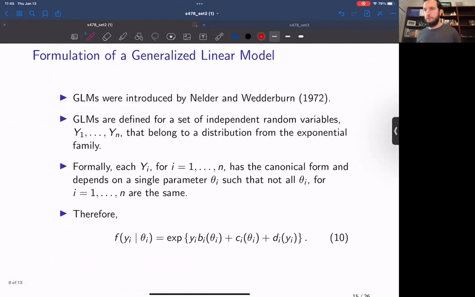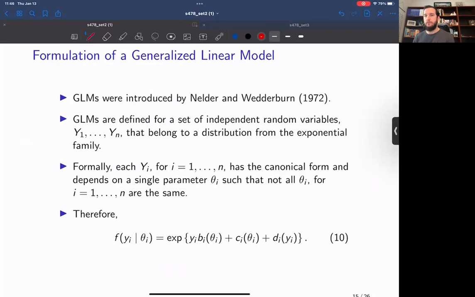Okay, so I've mentioned a few times that basically a generalized linear model requires that the response variable that you are studying belongs to the exponential family and can be written in canonical form. So formally, GLMs were introduced in 1972 by Nelder and Wedderburn. There's a very long book written by, it might be written by Nelder, Wedderburn, and others, but I think Nelder's a part of it for sure, that came out in 1989. It's sort of like the Bible of generalized linear models.